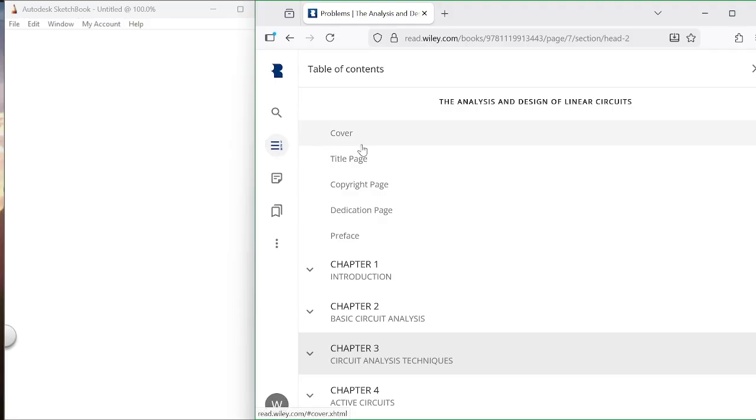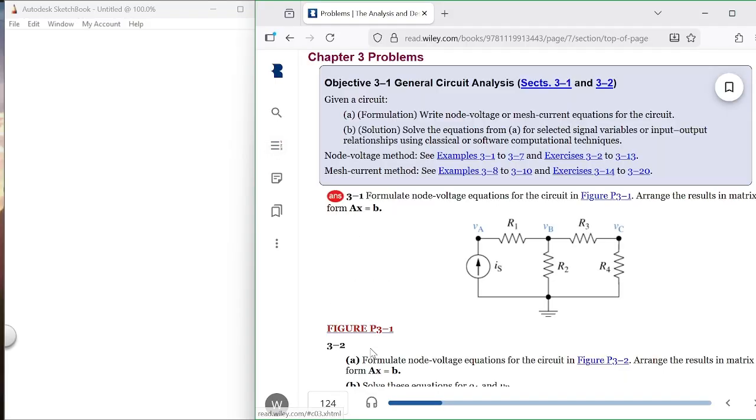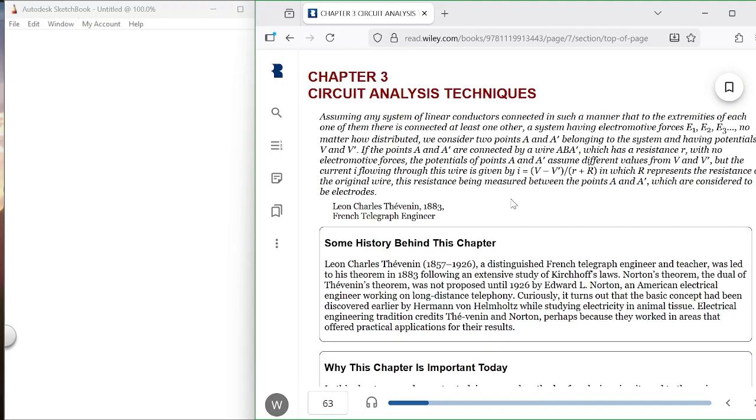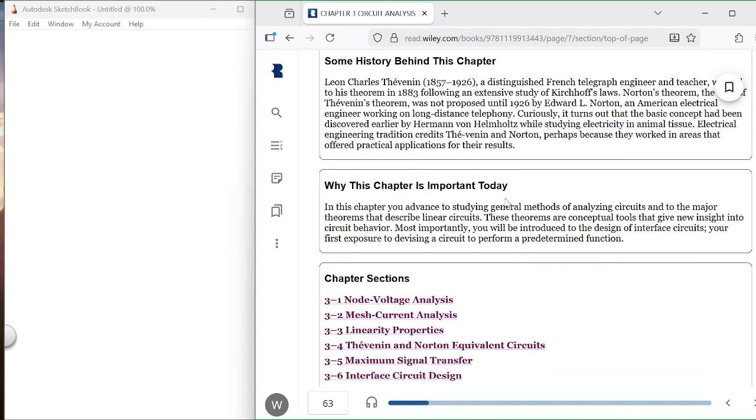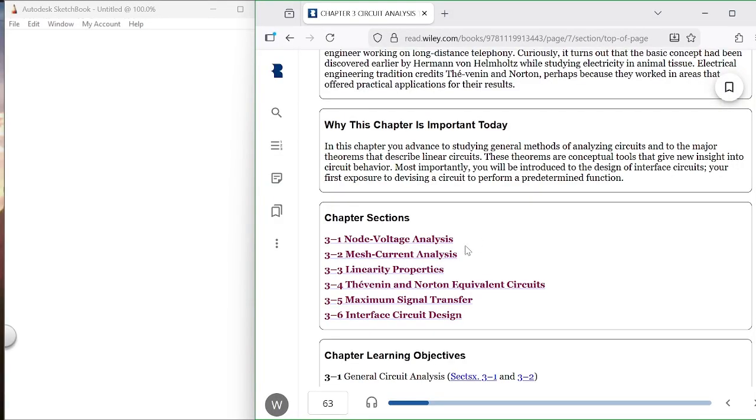So chapter 3. This is circuit analysis techniques. And in this chapter, we will get node voltage, we'll get mesh current, and we'll talk about linearity properties very quickly, and then we'll do Thevenin and Norton, and then maximum power transfer. Okay.